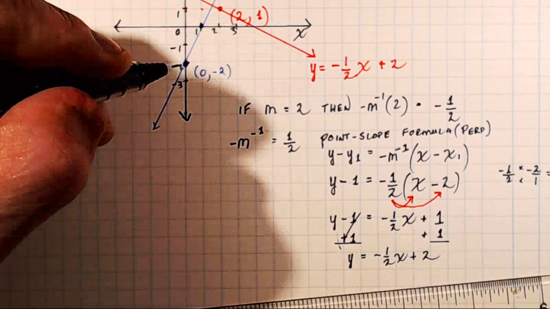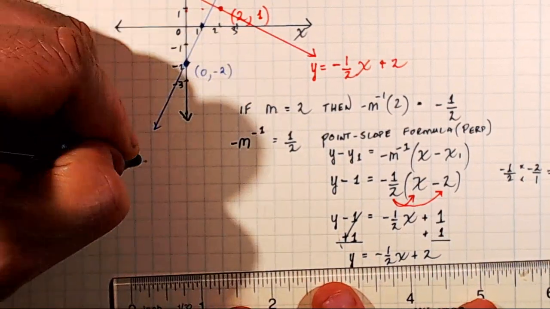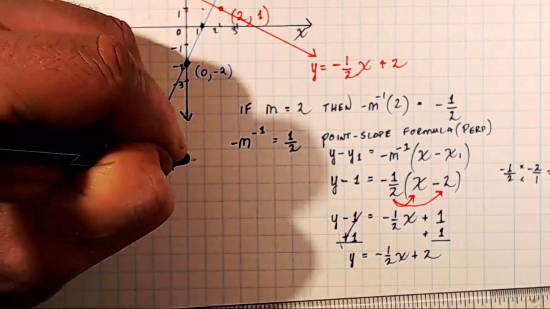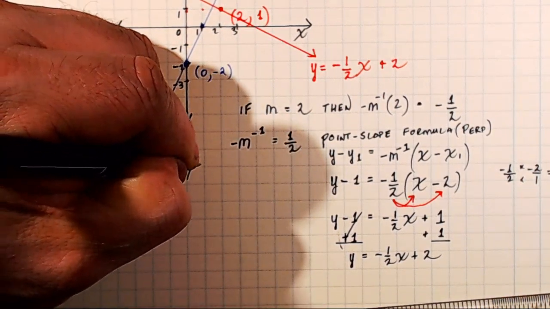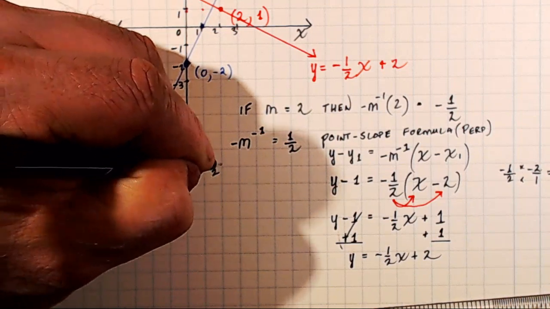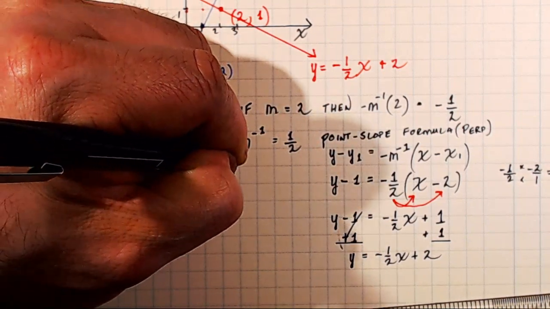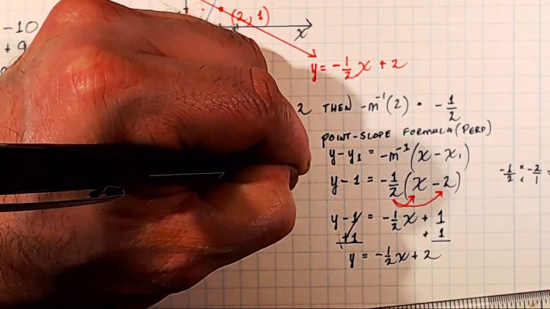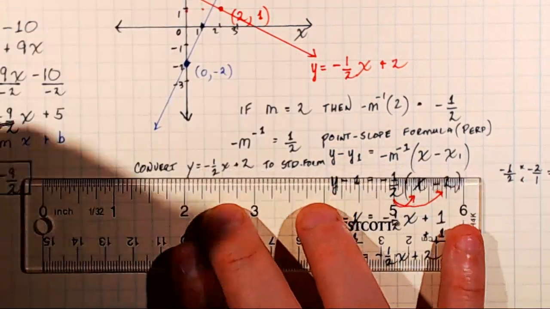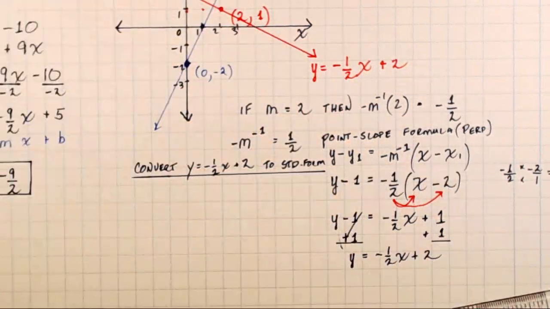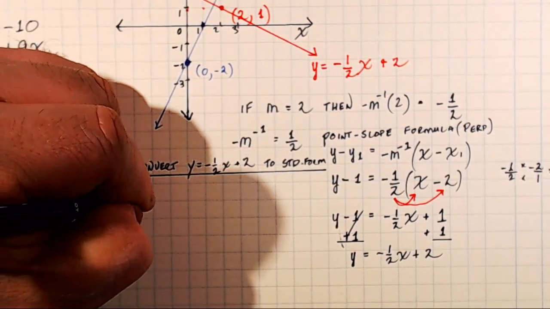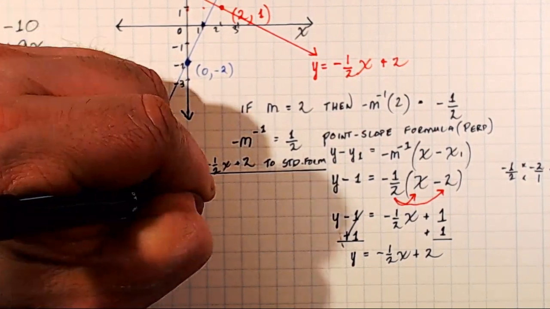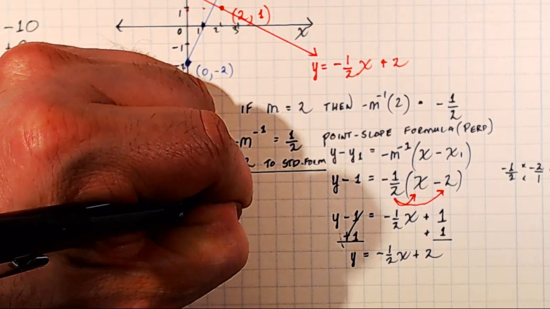So now we're going to convert this equation into standard form. We're going to convert y equals negative 1/2 x plus 2 to standard form. That's what we're going to do right here. So what we're given to start with is y equals negative 1/2 x plus 2.